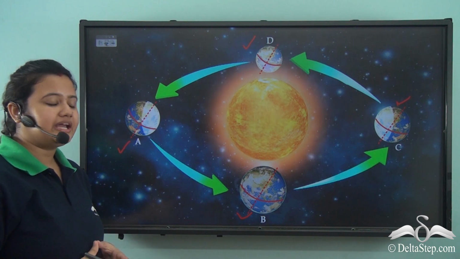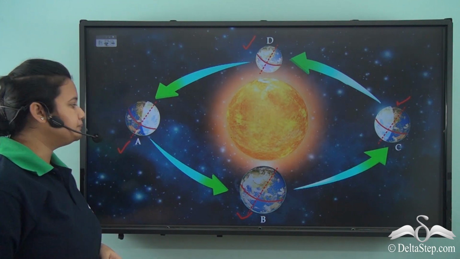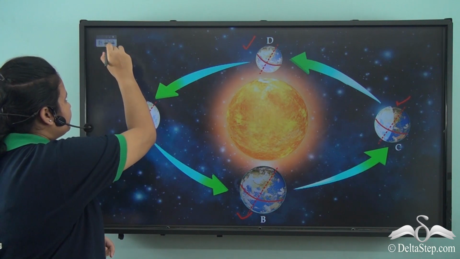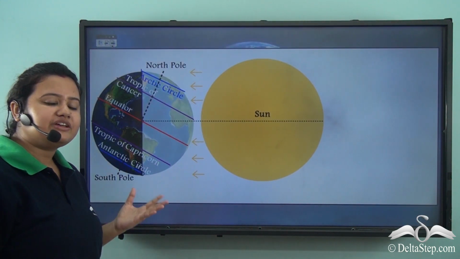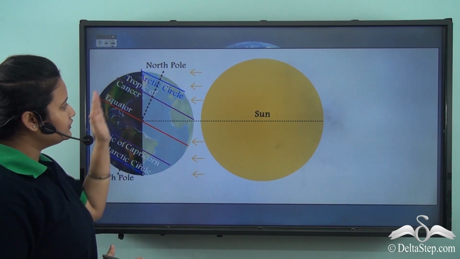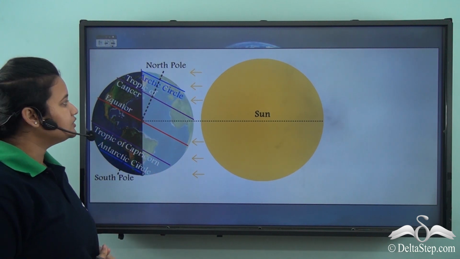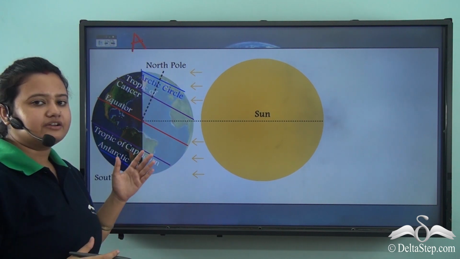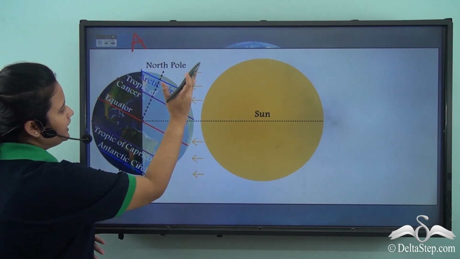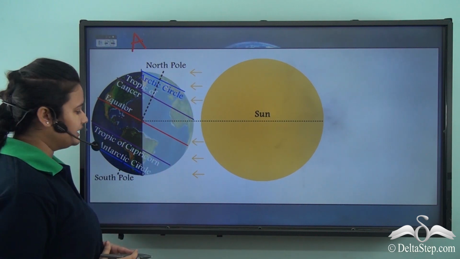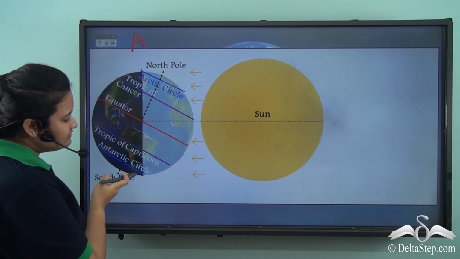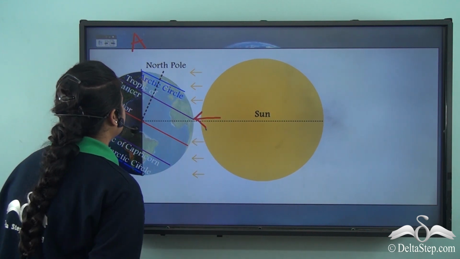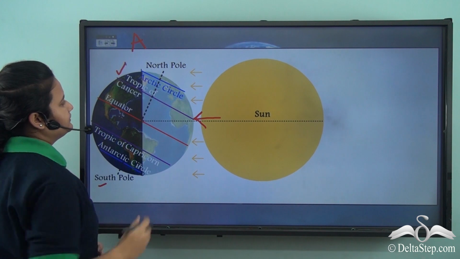We shall first check the condition of the earth at position A. Let's zoom into this picture. If we zoom into the previous picture, then the earth will look something like this. So this is the condition of the earth at position A. And here we find that the northern hemisphere is tilted towards the sun, while the southern hemisphere is far away from the sun. Also, the sun's rays are vertical over the Tropic of Cancer.